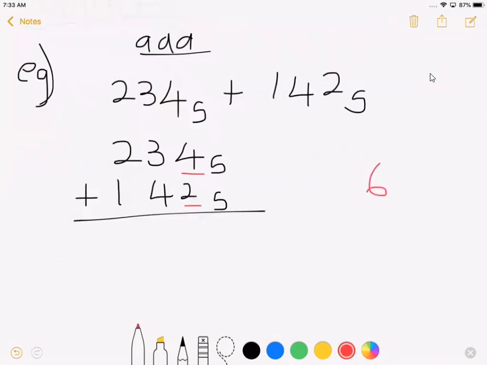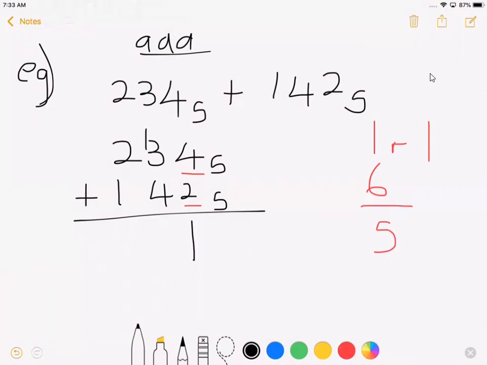But when we are doing numbers that are in base 5, you can't write a number that is 5 or bigger than 5. So if the answer that you get is 5 or more, you go and divide by 5. 5 goes into 6 how many times? It goes once, giving a remainder of 1. You put the remainder here, and that 1 goes there.